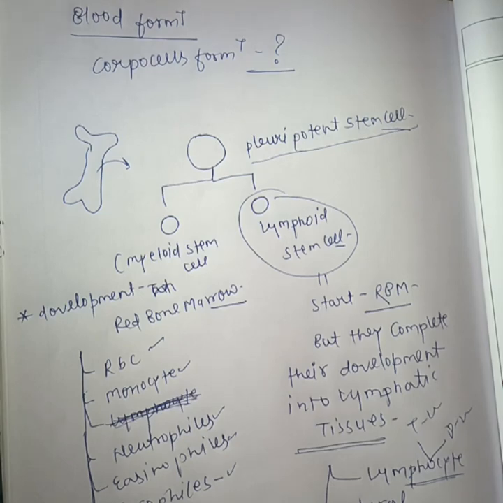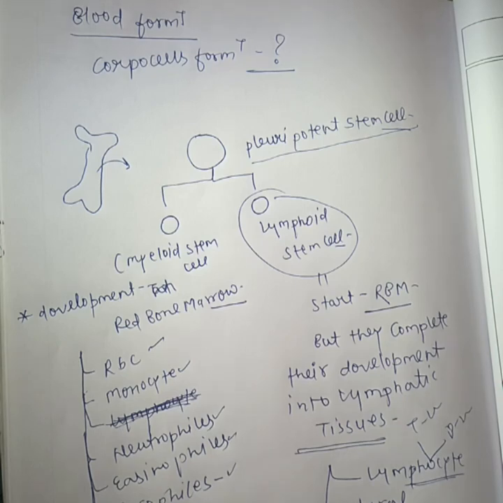Where do the RBC cells start their development? In the red bone marrow. Where do the lymphoid stem cells start their development? In the red bone marrow, but they complete it in the lymphatic tissues. Myeloid stem cells start their development in the red bone marrow and complete it there. Then the colony forming units further give rise to the RBC, monocytes, neutrophils, eosinophils, basophils, platelets, and natural killer cells also.